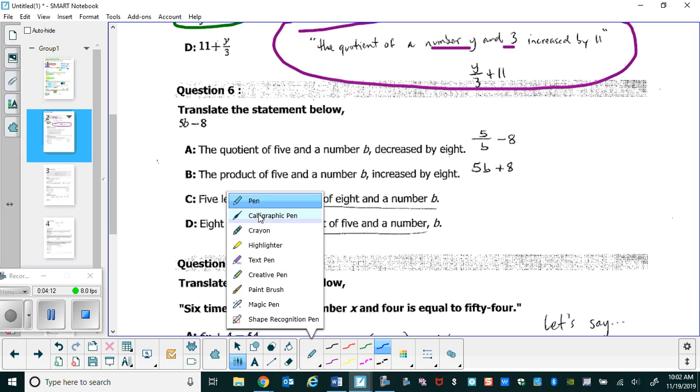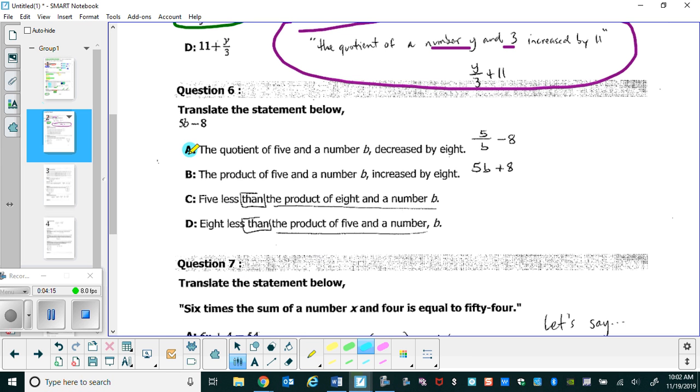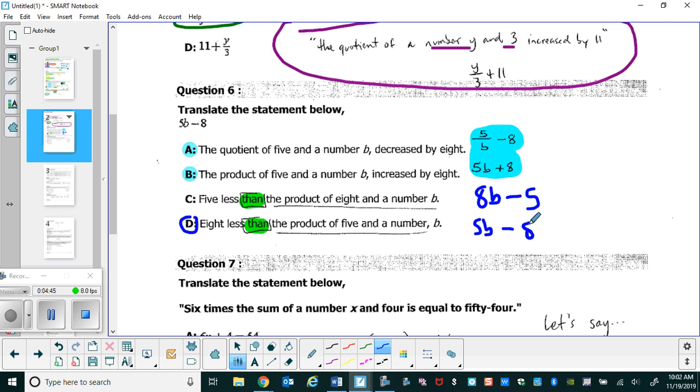And what I have done is I've translated, in case you picked answer choice A or B, I've shown what they would look like off to the side if you just want to reread those. But for C and D, we do have thans. And when we box the than, for C, we have the product of 8 and a number B. That would go first. But then it's going to be decreased by 5. And we want 5b decreased by 8, and that's going to be answer choice D. So we've got the product of 5 and a number b that's going to go first. Now show me 8 less than that by taking away 8, and that's why answer choice D matches up.